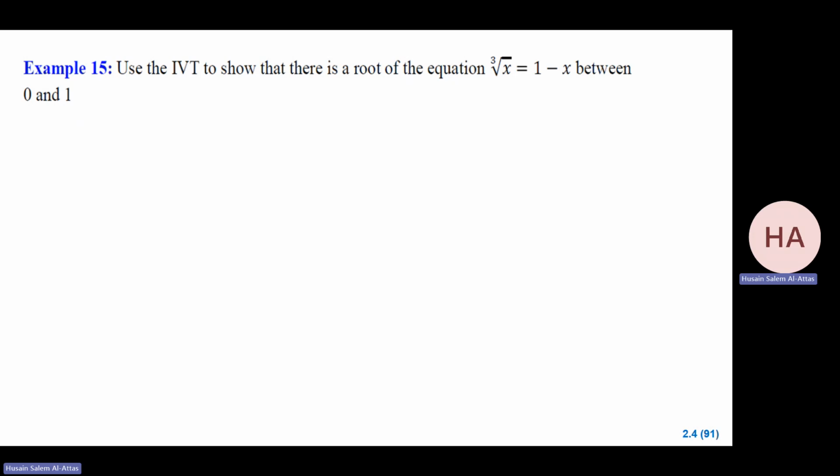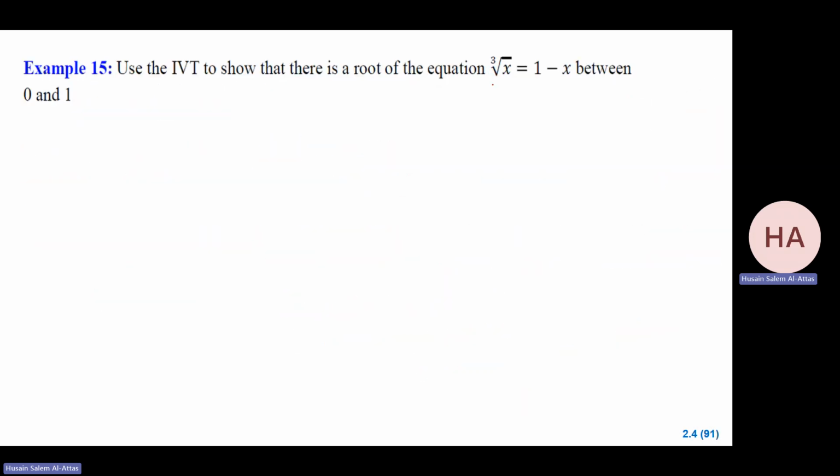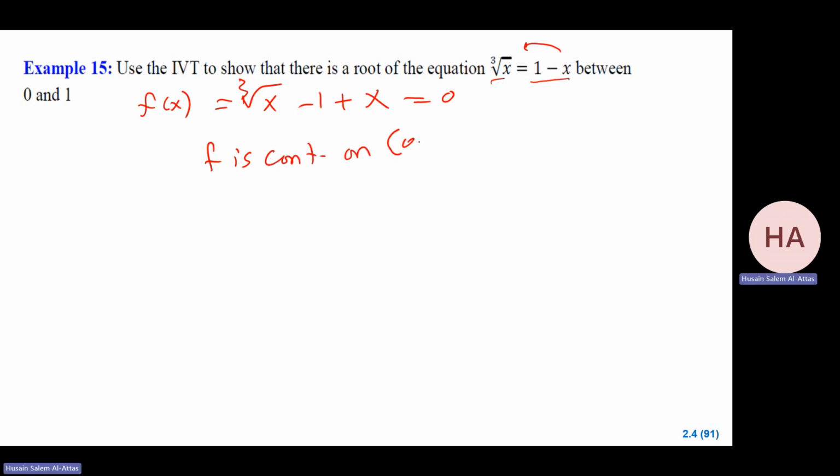Be careful. I need to find the root of this equation. So now, I cannot deal with it as it is. I need first to make it equal 0. So I will take minus 1 and 1 minus x to this side. Now I call this my f of x. Now I will check. F is continuous in the closed interval, for sure. F at 0 is minus 1 plus 0, that will be minus 1, negative. F at 1 will be 1 minus 1 plus 1, positive.